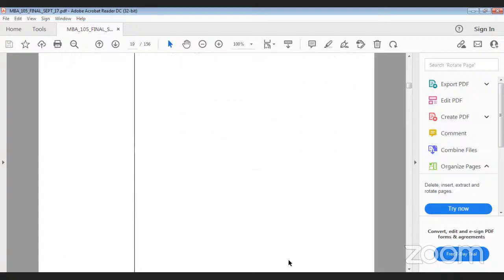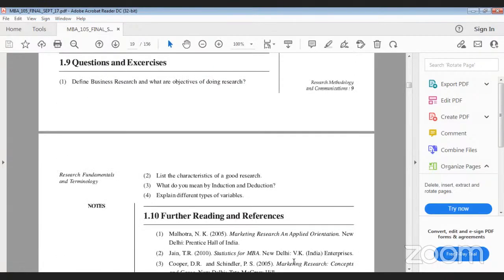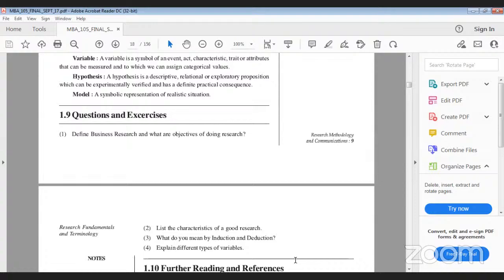In this topic, the main question is what is meant by research? List the characteristics of good research. Then, what do you mean by induction and deduction? Explain different types of variables. Next, define business research. What are the objectives of doing research?